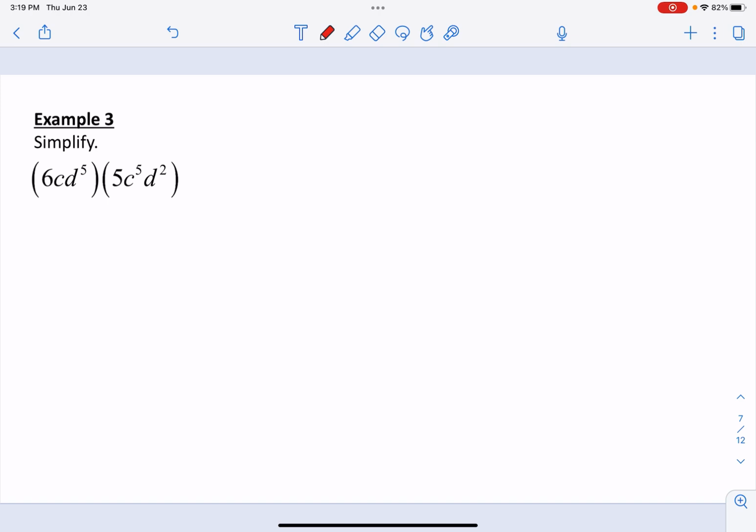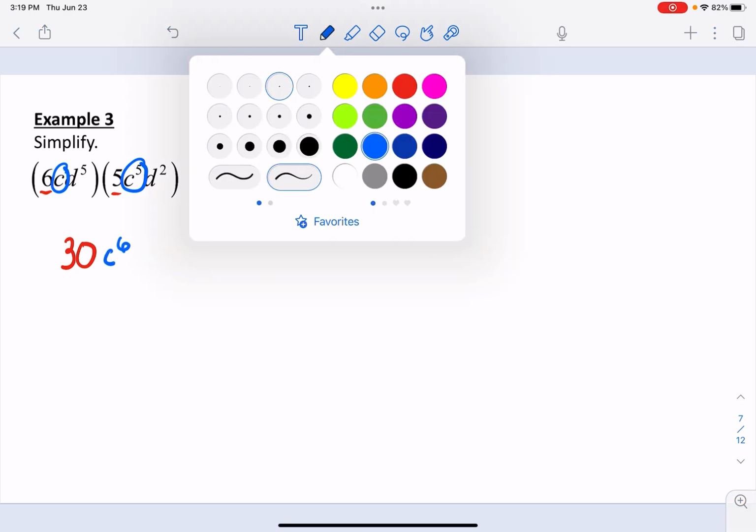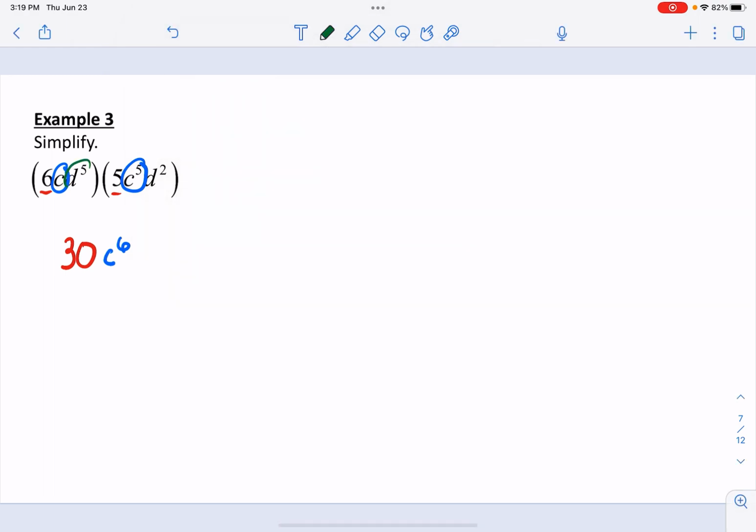Now here, 6 times 5, well, that's 30. C to the 1st times C to the 5th, add your exponents, so that's C to the 6th. D to the 5th times D squared, add your exponents, 5 plus 2, well, that's 7.